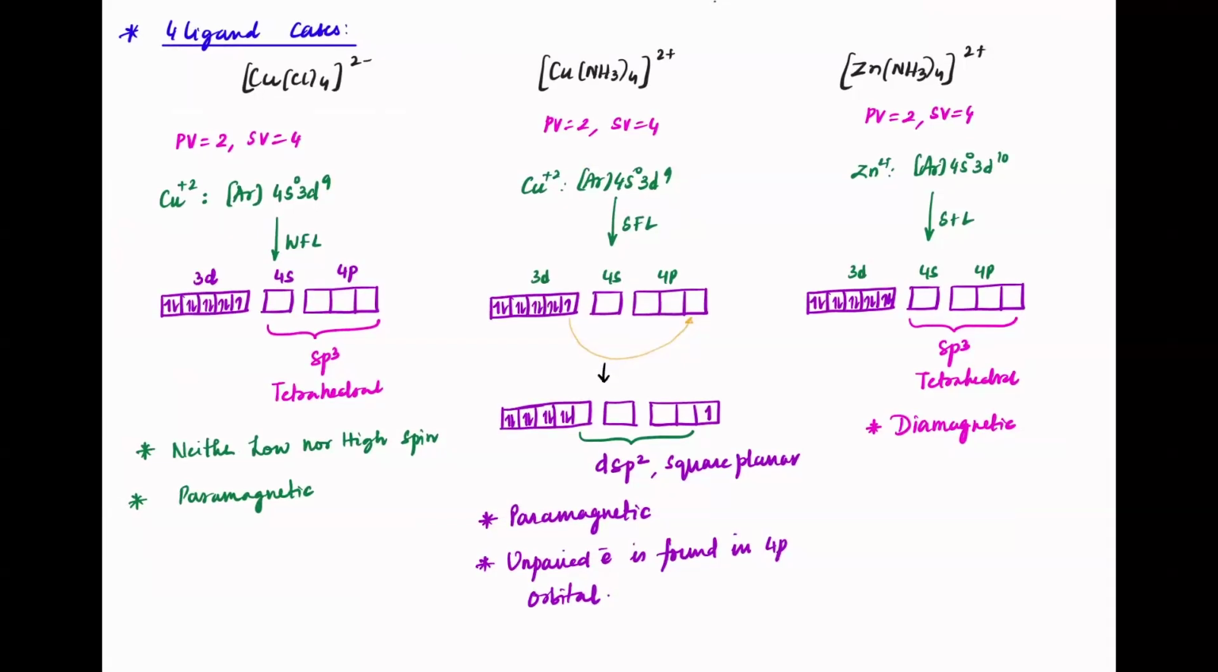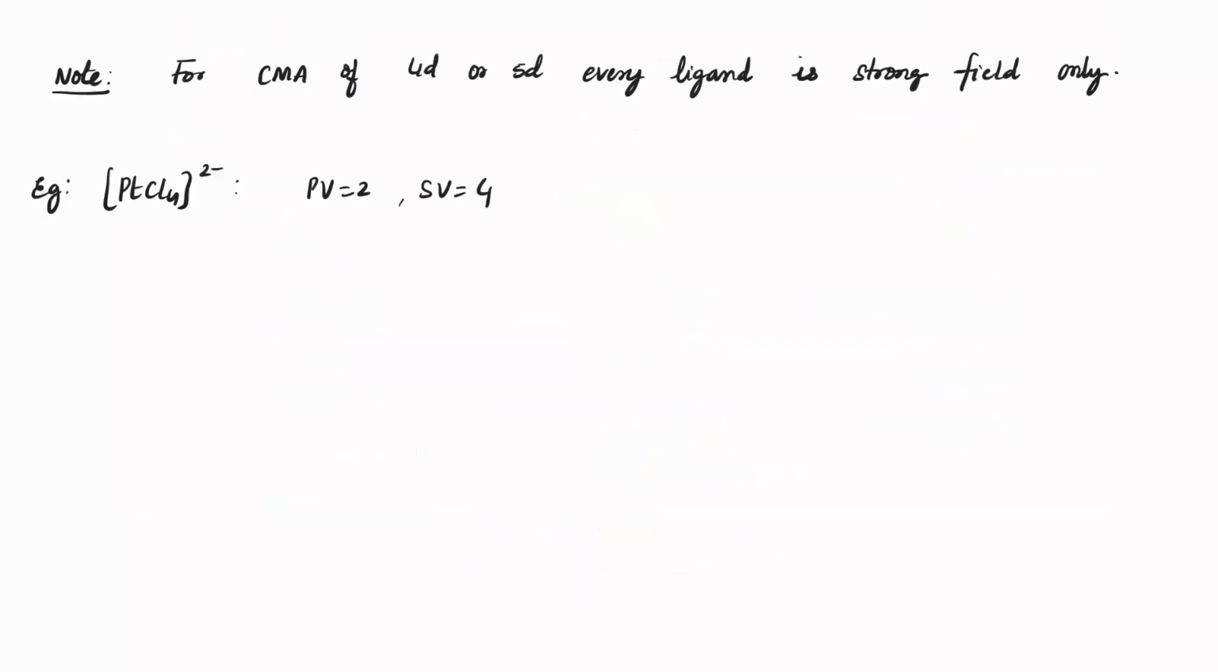So in the case of four ligands, I hope now you know how to look out for hybridization. Either it should be dsp2 or it should be sp3. This I told you already: if the central metal atom is coming from 4d or 5d, every ligand is strong field. So let's see this case here now. What do we have?